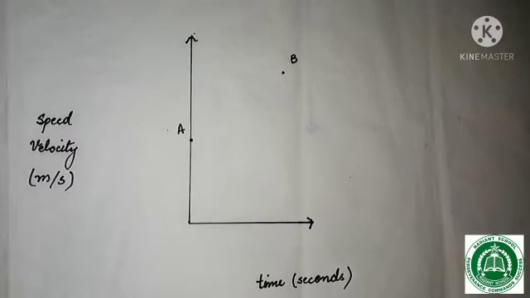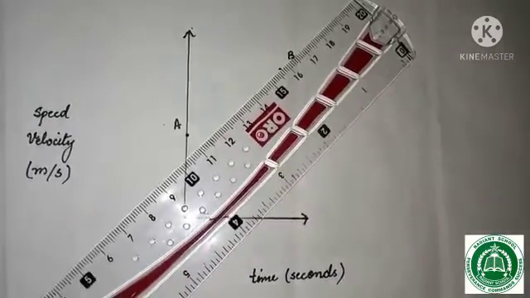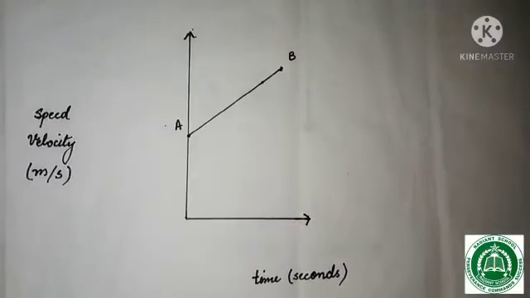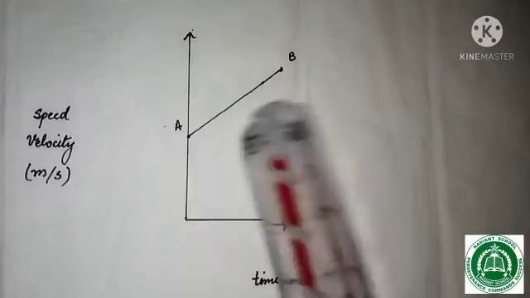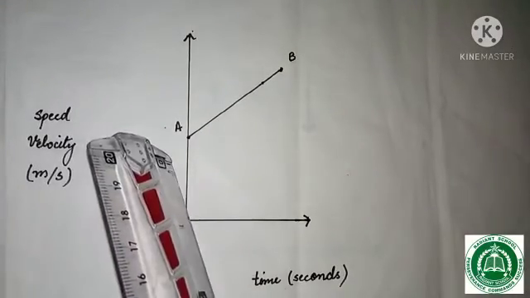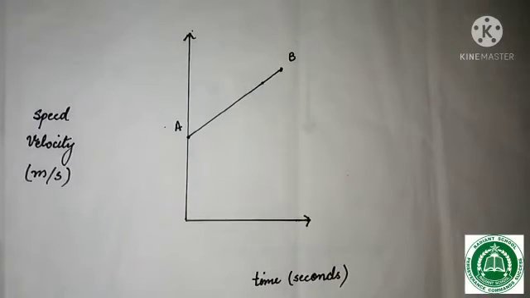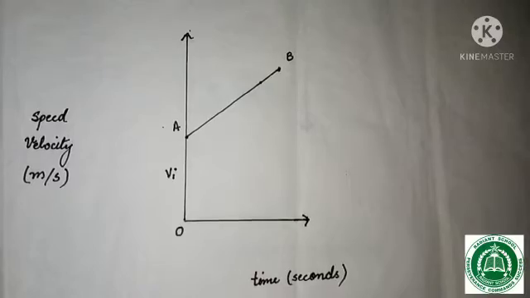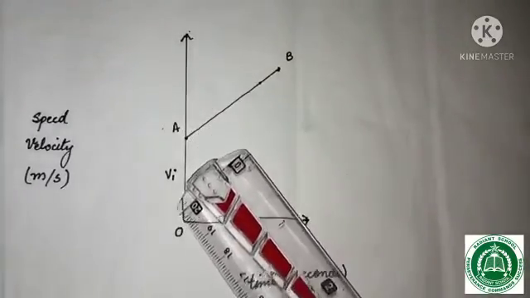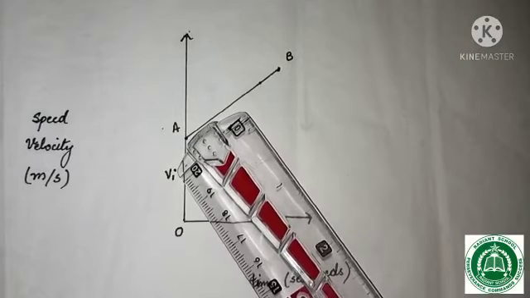The next step is we have to join points A and B with the help of a scale. Now AB is the required graph, but we have to do some further steps at this point. Let me make one thing clear. What is the point A? A is the point at which our observation started, and this is the point where the body was moving with initial velocity vi. So it means that the distance AO is equal to vi.